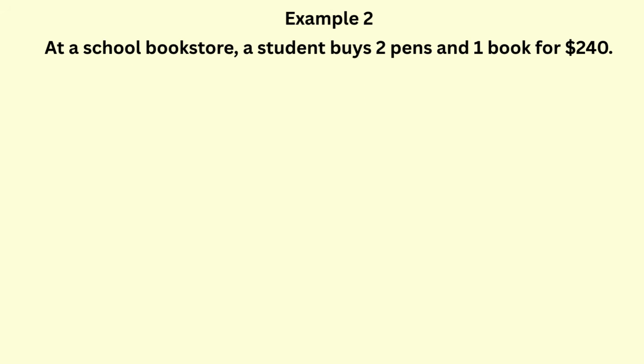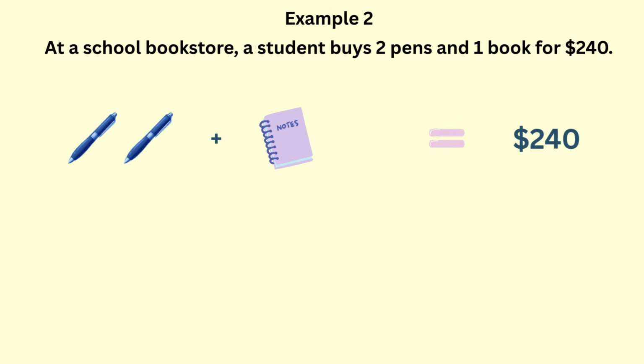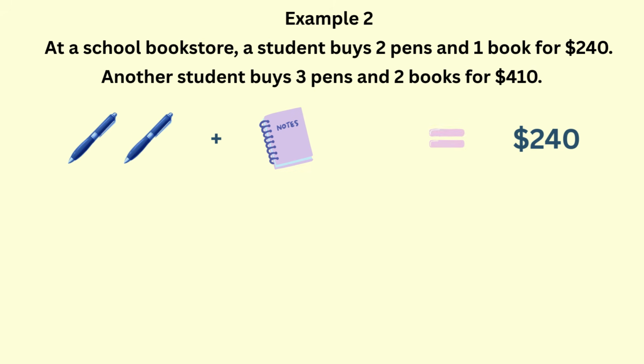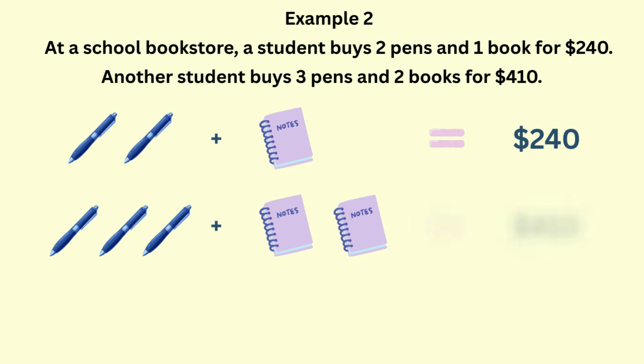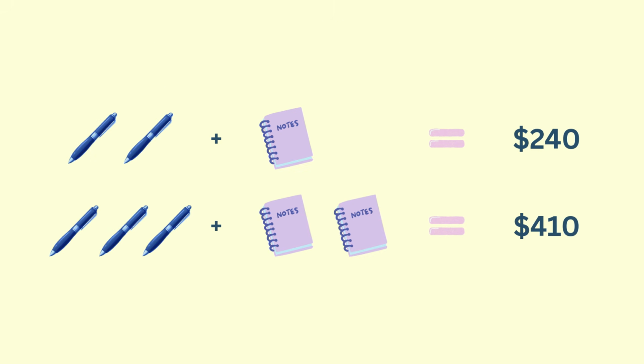Let's look at another problem. At a school bookstore, a student buys 2 pens and 1 book for $240. Another student buys 3 pens and 2 books for $410 at the same store. Again, we put the items bought on the left and the total cost of the items on the right.